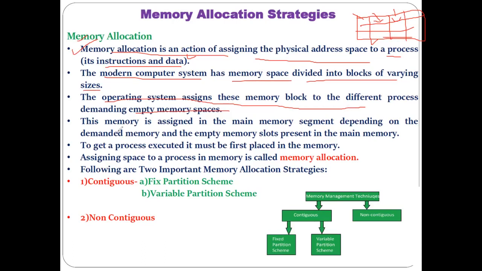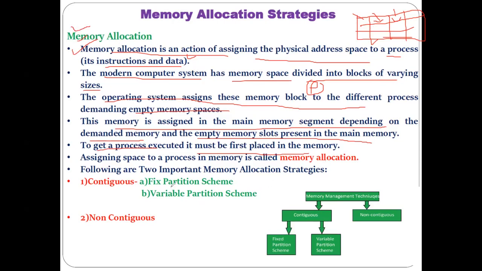This memory is assigned in the main memory depending on the demanded memory and the empty memory slots present in the main memory. So depending on the need of a particular process, the memory gets allocated within these different blocks of memory. For a process to get executed, that process has to be put in the primary memory first, and this can be done with the help of a memory allocation strategy.